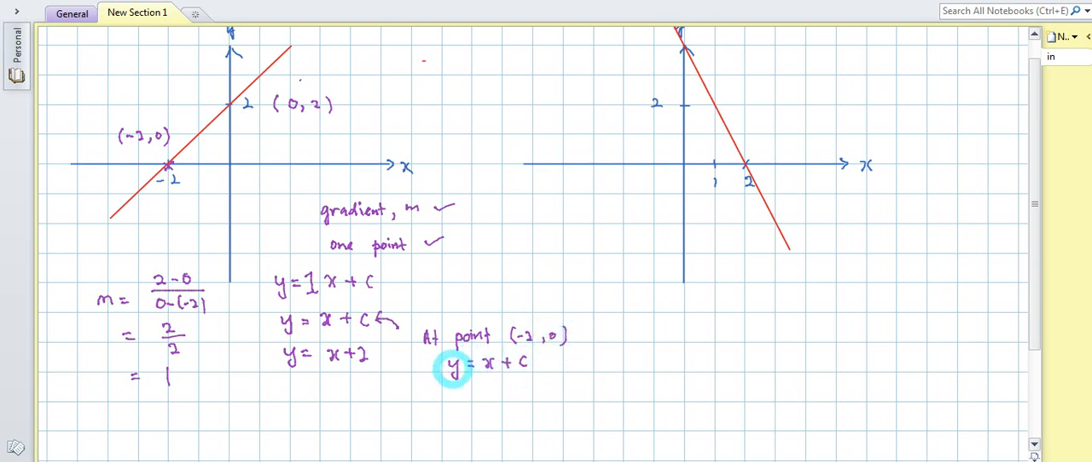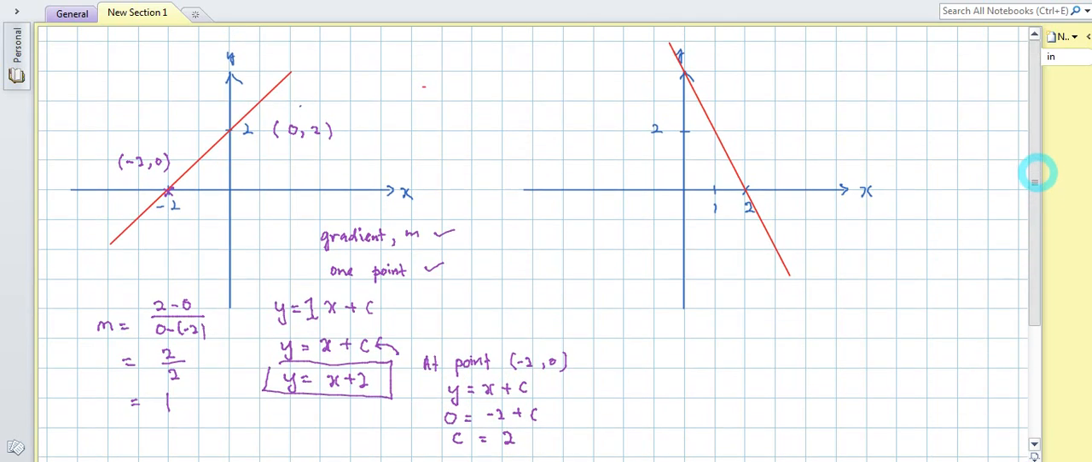We need to find the c. y is equal to 0, x is equal to negative 2, plus c. And c is equal to 2. You see, you get the same value for c. y is equal to x plus 2. Okay, so we go to the next one.